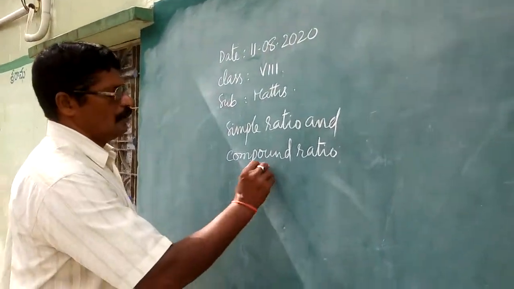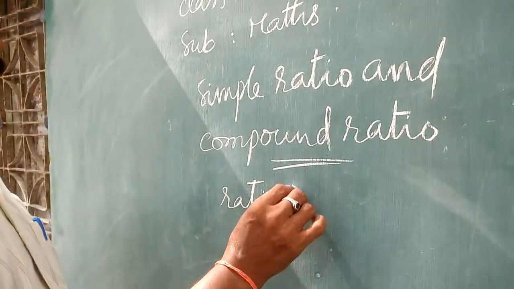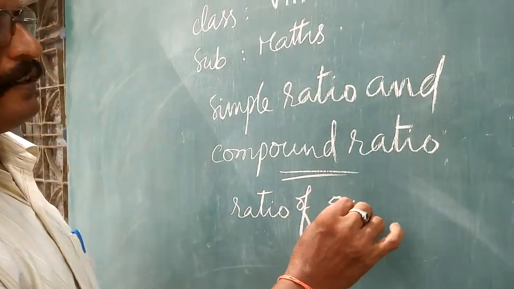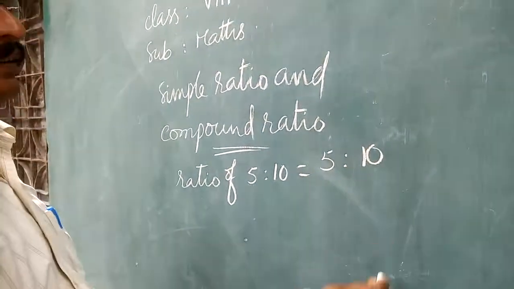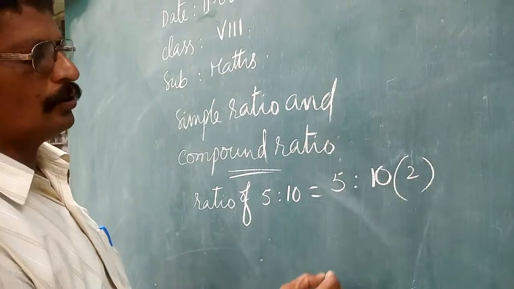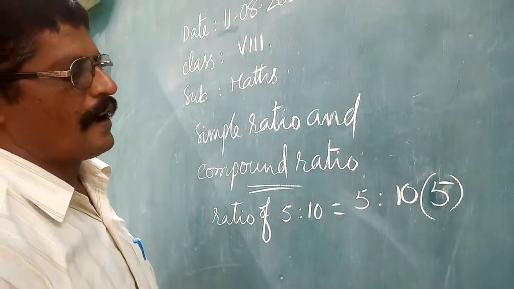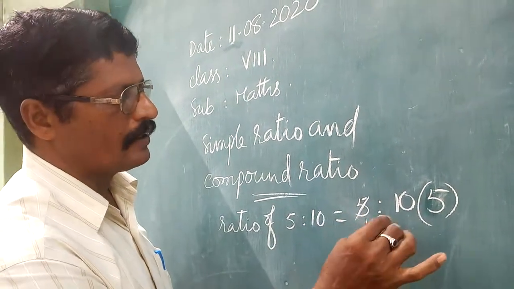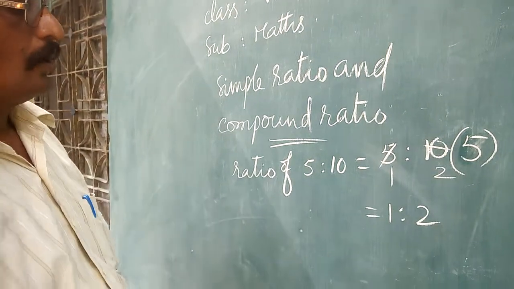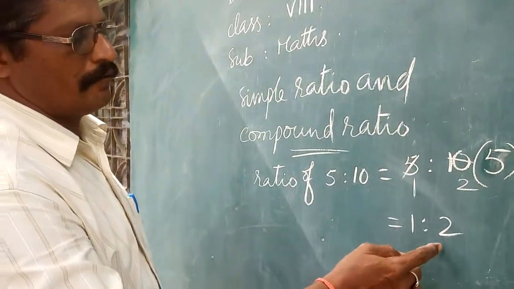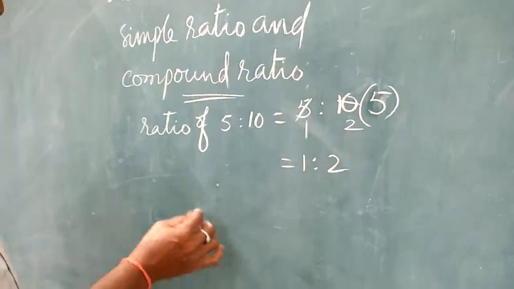Now, simple ratio. Ratio of 5:10 equals 5:10. Cancel a number in both parts of the ratio. Cancelled with 5: 5 one time is 5, 5 two times is 10. That's equal to 1:2. Ratio of 5:10 equals 1:2. This is the simplest form.